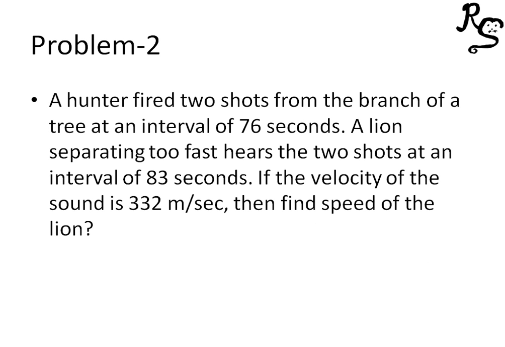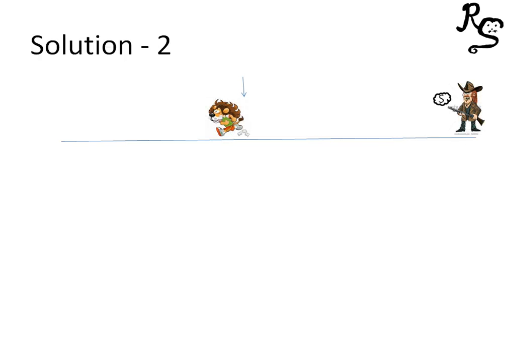A hunter fired two shots from the branch of a tree at an interval of 76 seconds. A lion is running away fast. Here, the two shots are heard at an interval of 83 seconds. If the velocity of sound is 332 meters per second, then you have to find the speed of the lion at which it is running.